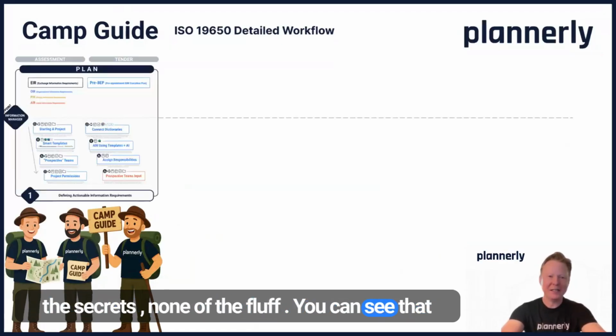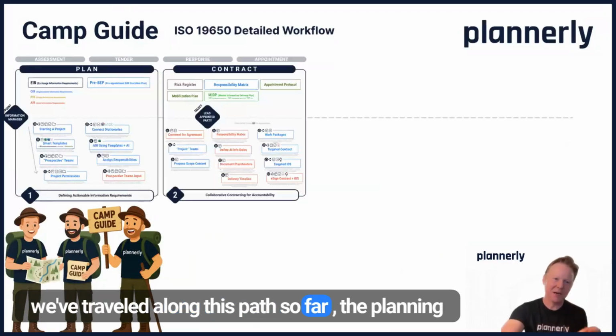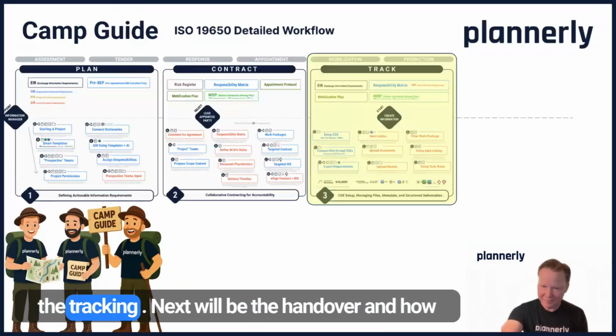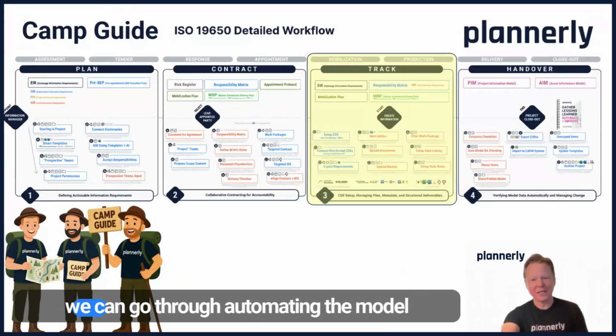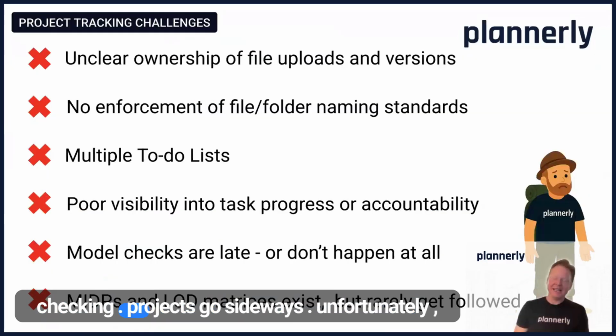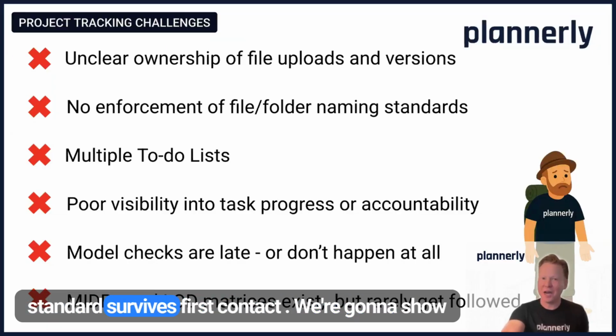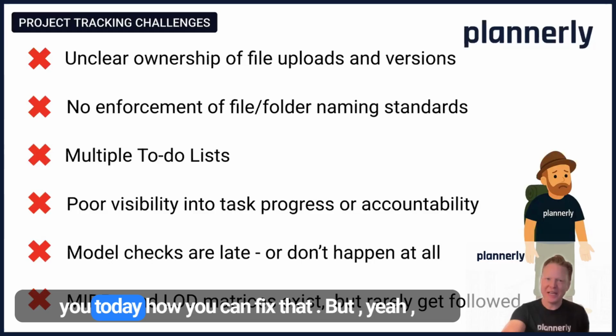You can see that we've traveled along this path so far, the planning and contracting pieces, and we're going to look at the tracking. Next will be the handover and how we can go through automating the model checking. Projects go sideways. Unfortunately, you have many task lists and no file naming standard survives first contact. We're going to show you today how you can fix that.